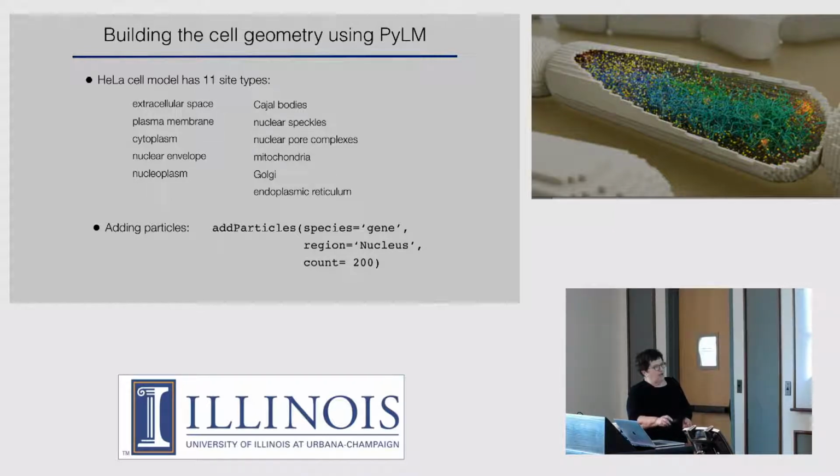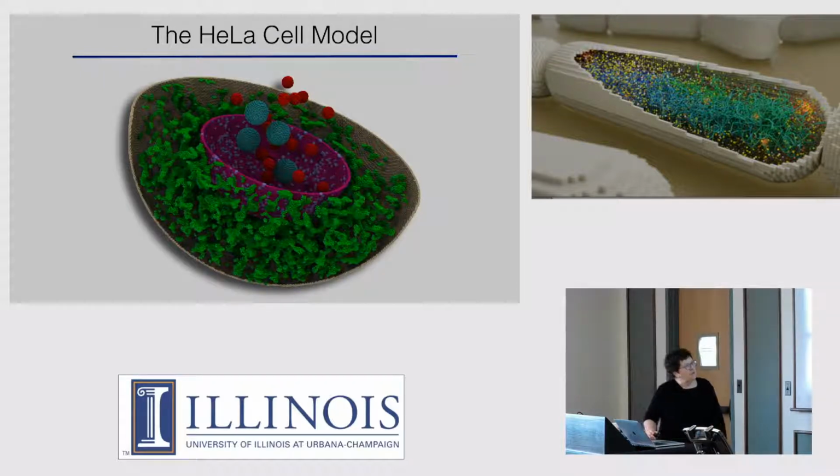And then she started adding species. Like here, she wanted to look at just 200 genes inside of the nucleus. So her picture then of the HeLa cell would be this. So you're seeing that this is the nucleus. You're seeing the speckles, the Cajal bodies.